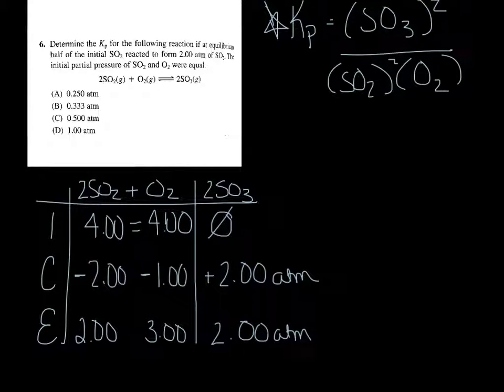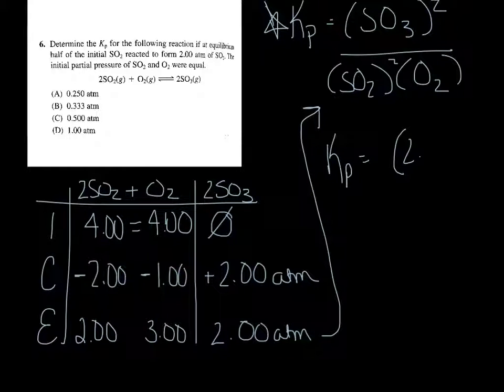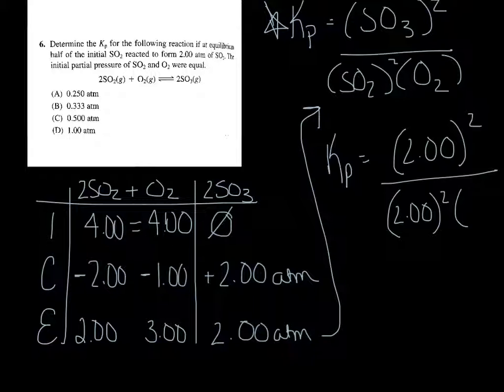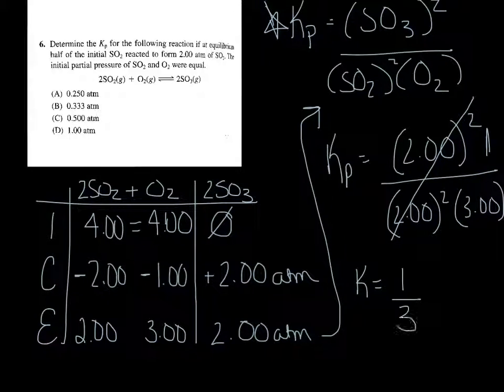Now we can take these values and plug them into our Kp expression. So Kp is equal to SO3 squared, 2.00 squared, over SO2 squared, so that's 2 again squared, times the O2, which is 3.00, and that one's raised to the first power. Now, just to make the math easy, we know that 2 squared over 2 squared, those are going to cancel out and just make 1. So our Kp is equal to 1/3, which is 0.333, which gives us the choice B in our multiple choice.